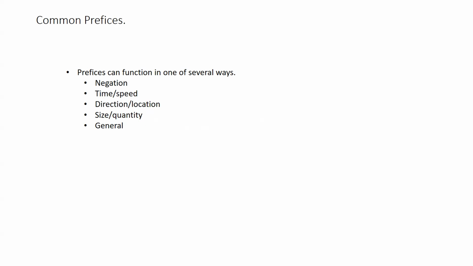We use these prefixes in different ways. Some are going to be used for negation. Some help define the speed or the time. Others will be directions or locations of what's going on with the root, or the size and quantity of the root. And then there's just some general ones that you'll see appear. Again, all of these are going to be used in all the chapters, so get these down now.